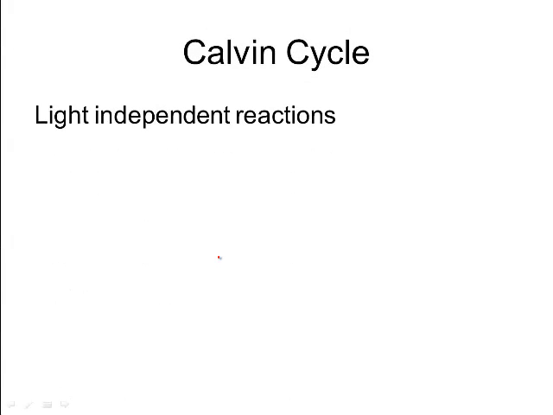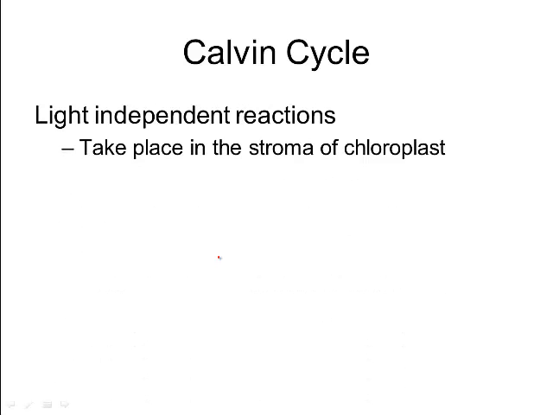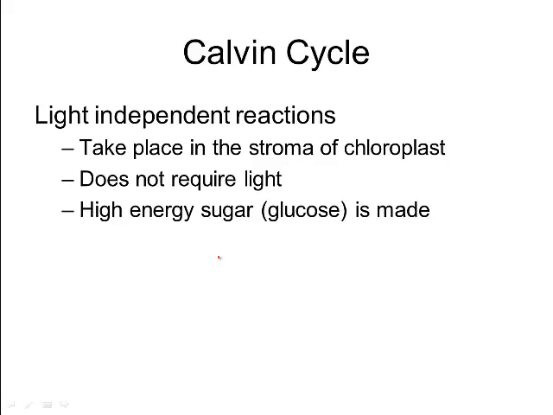Now, in the stroma is where the Calvin cycle happens. These are called the light-independent reactions because they do not require light to occur. Okay, so they'll take place in the stroma, not require light. And the end result of the Calvin cycle is to make our high-energy sugar. In this term, we're going to be calling it glucose. It could be any of the different sugars, but we mainly refer to, in photosynthesis, the making of glucose. So within the stroma, we're going to make our glucose.